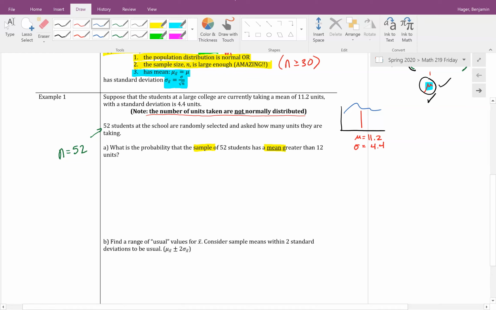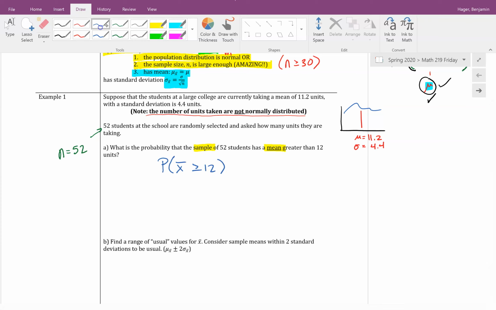What we're going to do now is start making more predictions and making inferences based on some knowledge we have. So before I even ask these 52 people how many units they're taking, we're going to walk into that situation and know the likelihood of getting that answer. Well, I'm being asked to analyze sample means. So the question I'm trying to answer is this: what's the probability that the mean of this particular sample is greater than or equal to 12?